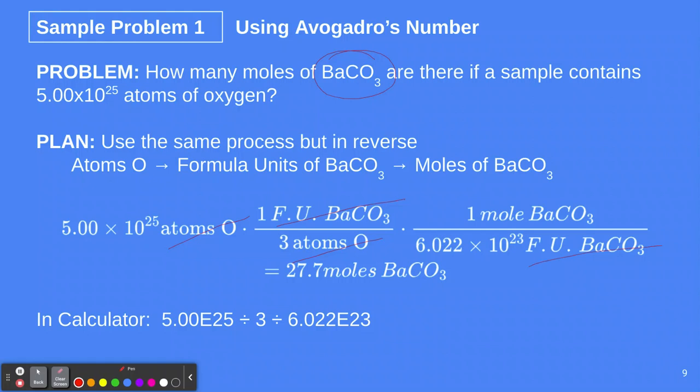How did I get that in my calculator? Well, I took 5.00, then I found that EE button, and then a number 25. Anything on the bottom gets divided, and anything on the top gets multiplied. So we're going to divide by 3, and then again divide by 6.022 times 10 to the 23rd.